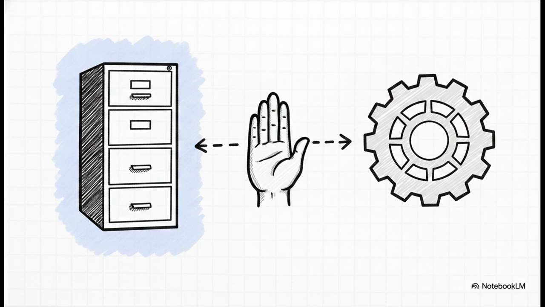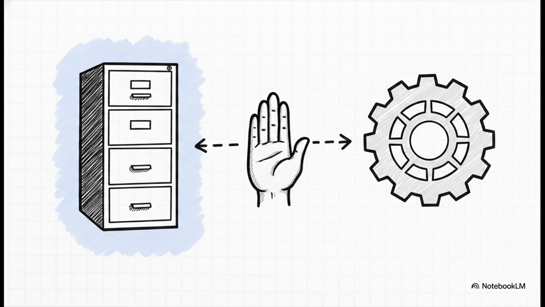And this builds into our final anatomical pieces, the state layer and the human checkpoint. Adding persistent memory, like saving to files or a task list, means your loop can survive crashes and pick up right where it left off instead of starting from scratch. And this is vital. You must place a human checkpoint before any irreversible actions.